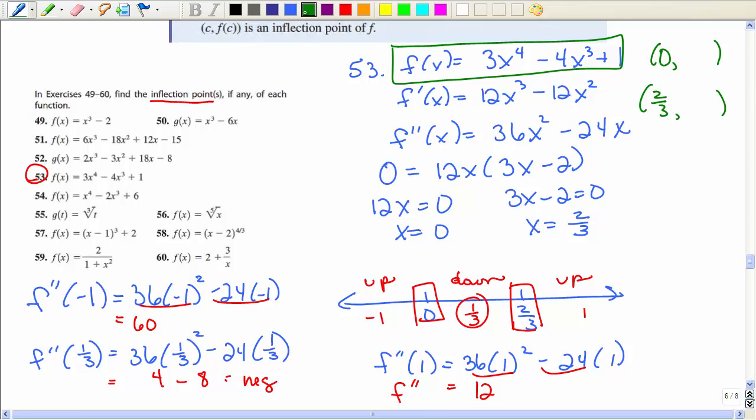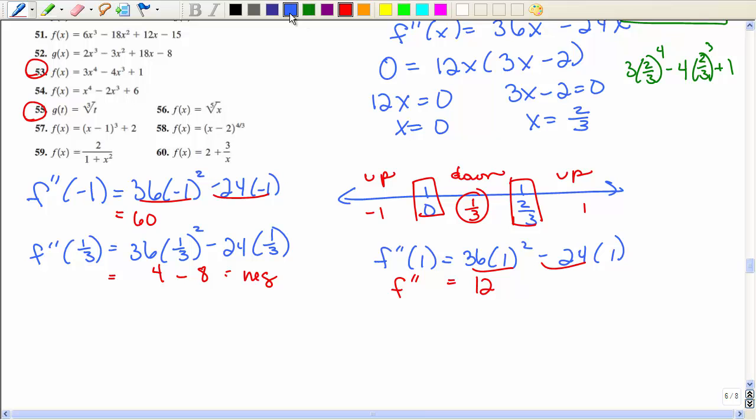And please don't use a decimal here. All of your scientific calculators should be able to use a fraction to evaluate that, right? So when I plug in 0, I'm going to get 1. And when I plug in 2/3, I get 11/27. And so those would be my two inflection points.